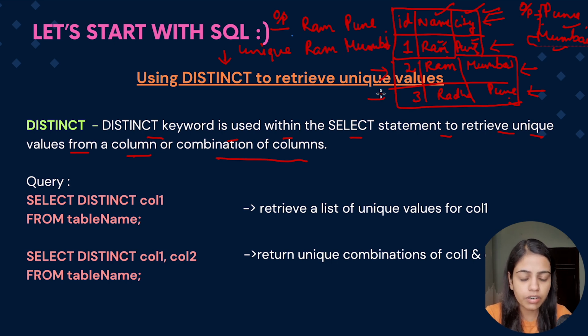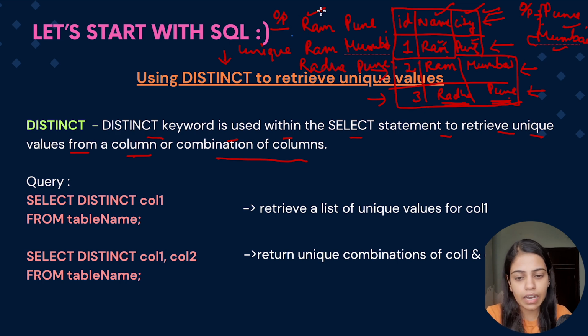And now coming to the third row, it will search for the name Radha and city Pune. It will look in row 2 and row 1 to see whether the name Radha exists along with the city Pune. There is no combination of Radha and Pune, so it will print Radha and Pune as well.